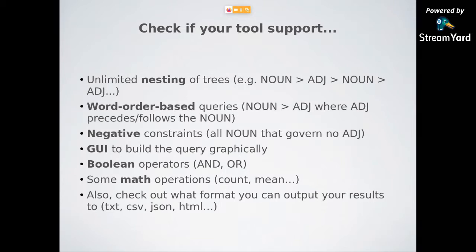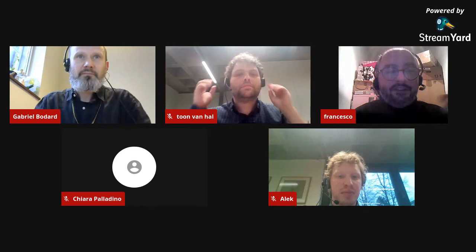See, for example, if the tool you're looking for supports unlimited nesting of trees. So a noun that governs an adjective that also governs a noun that governs an adjective that governs another adjective that governs another adjective, and so on.